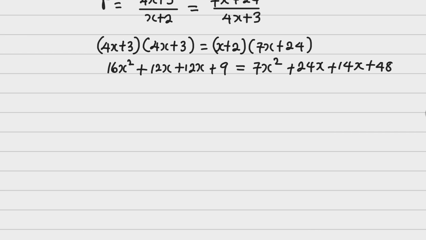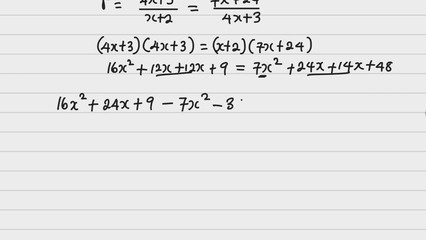Okay, since I have this now, I will pick them to be on one side because it's looking like a quadratic equation already. So I'm going to have 16x squared, then plus these two will give me 24, so I have 24x, then plus 9. Picking this over to the equal to sign, I have minus 7x squared. Then these two give me 38, so I have minus 38x. Then I have minus 48. Everything is equal to 0.